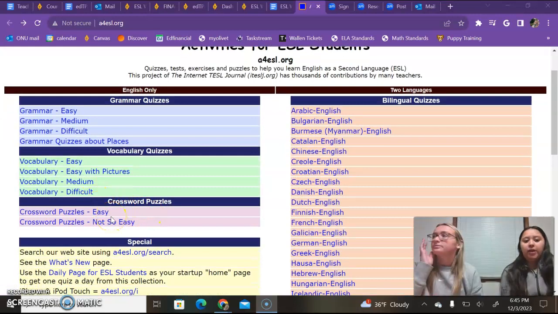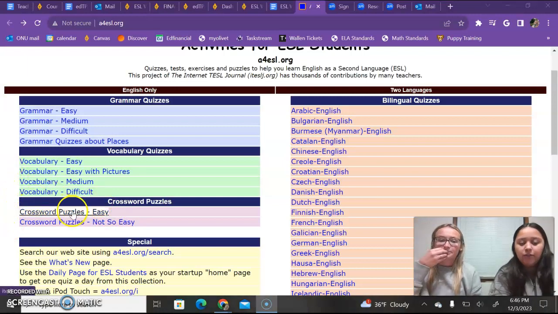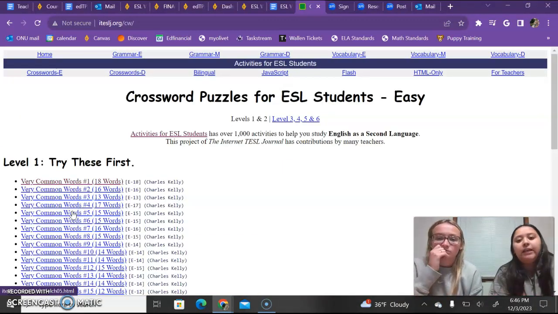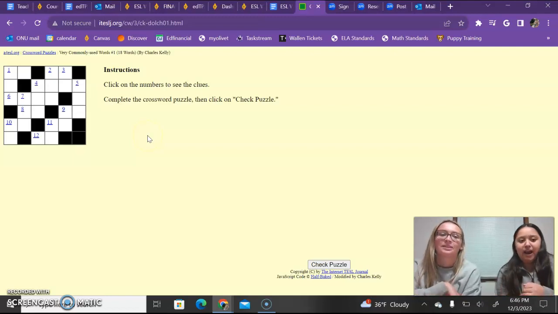Okay, and then we're going to pick one activity. The one we picked was crossword puzzles, and we're just going to do the easy level to give you guys an example of what it could look like or how you would participate with a student. So we'll do this one, and then we're going to go over it. We're going to pretend that Julia is the student, and I'm helping her go through it.